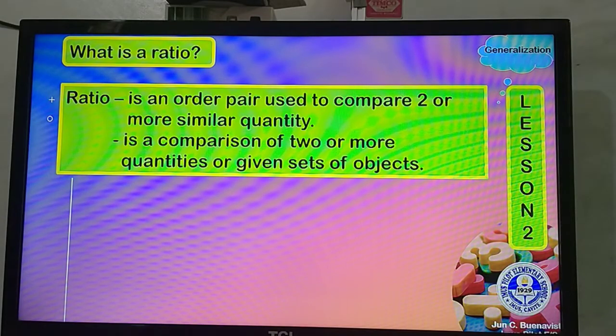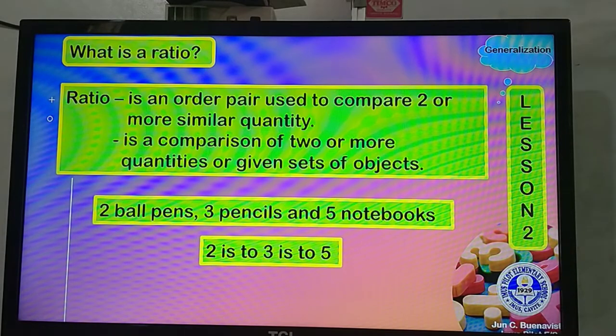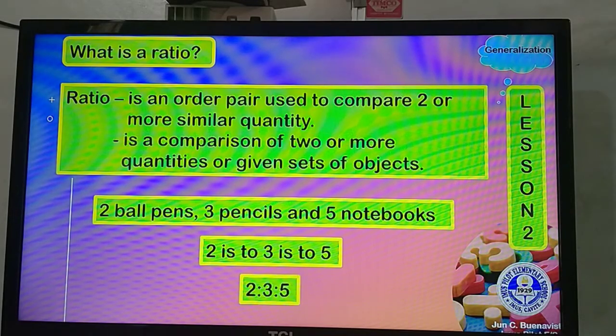Let's say, for example, we have 2 ball pens, 3 pencils, and 5 notebooks. So the ratio of that given is 2:3:5. So you are comparing 3 objects: ball pens, pencils, and notebooks. Therefore, the ratio is 2:3:5, or in column form, that is 2, 3, 5. Any question? If there is none, it is now your time to answer the following questions.